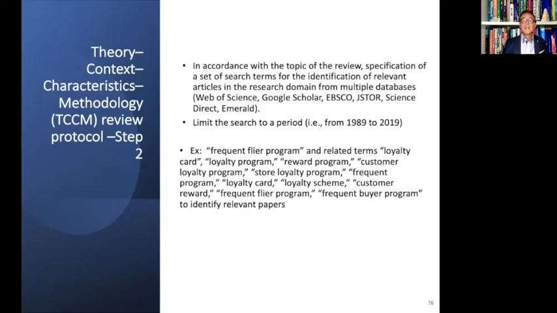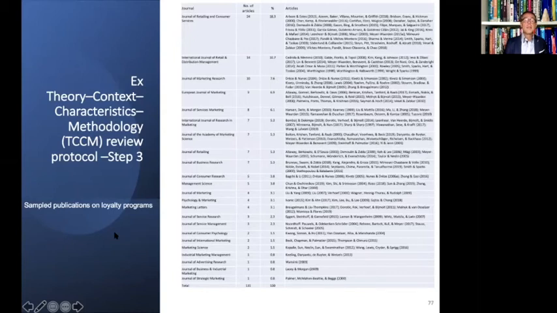For example, here, we did it in an article about a literature review on loyalty programs published in Journal of Business Research, with terms like frequent flyer program and related terms such as loyalty card, loyalty program, reward program, customer loyalty program, store loyalty program, frequent program, loyalty scheme, customer reward, frequent buyer program, and so on, in order to identify relevant papers. And then you have a list of articles.